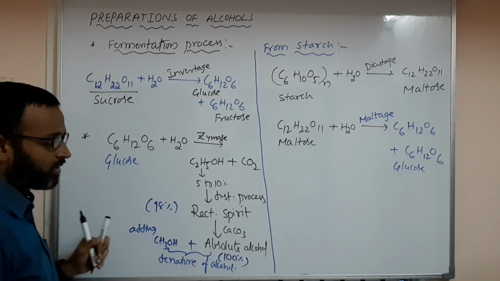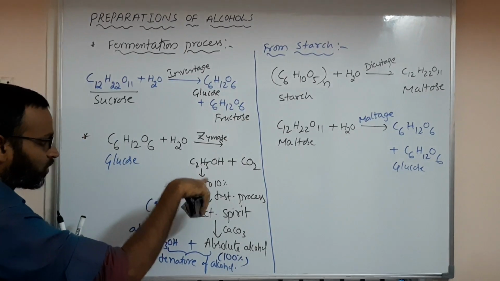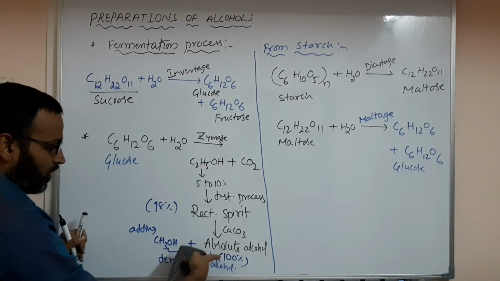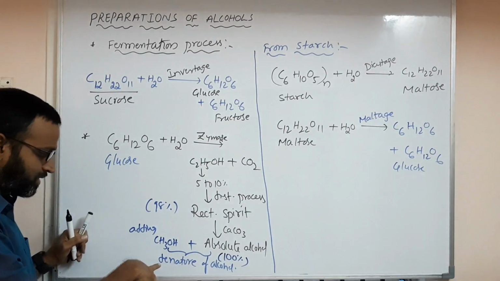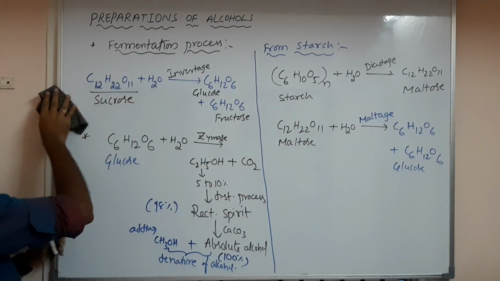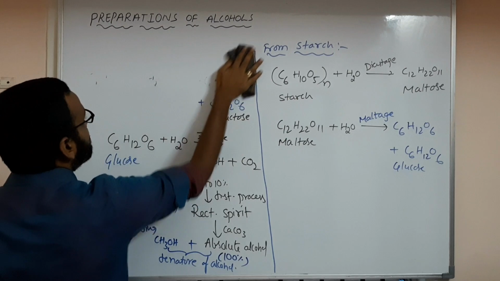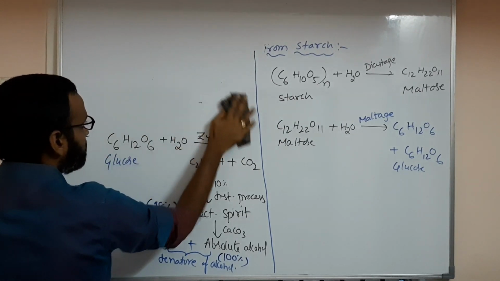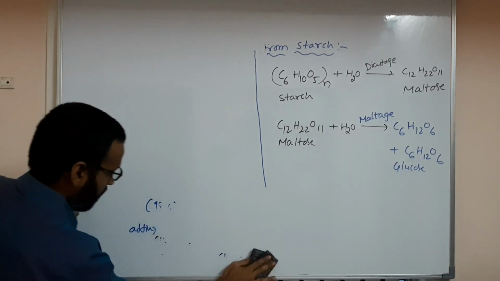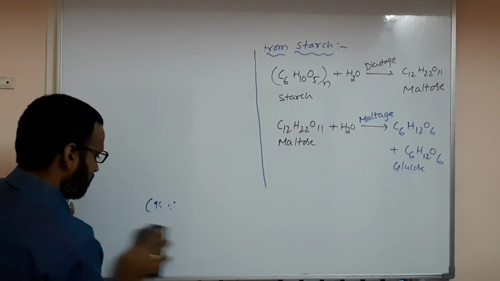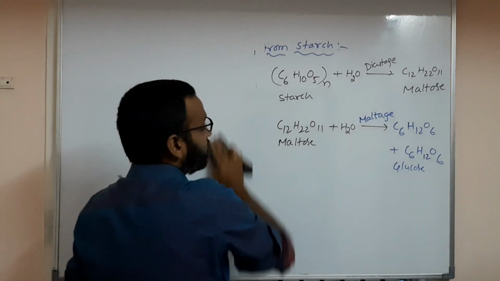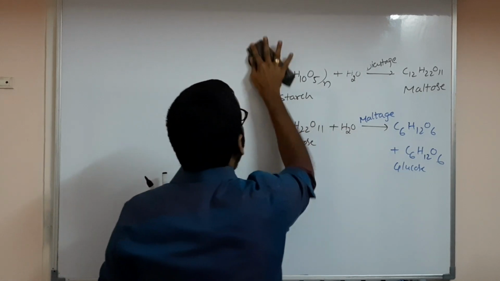Please go through the reactions and what we use to convert: first wash, then rectified spirit, then absolute alcohol, and make it unfit for drinking, that is denaturing of alcohol. And next from starch, what is the formula of starch? Please write down all these things. So these are the preparations of alcohols. Next phenols also we will discuss, but I will complete the properties of alcohols first.